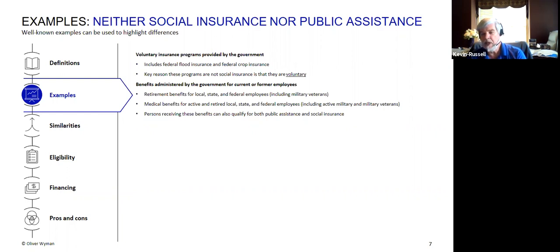And you've also got to consider that people in these programs, as well as in private industry, can receive not only those programs, but also qualify for public assistance and social insurance as well. In particular, sometimes active employees who have large families can qualify for public assistance programs.